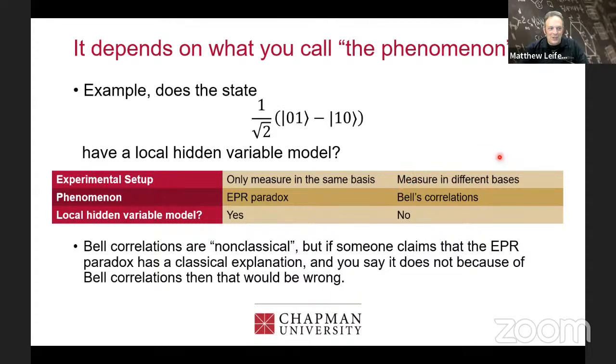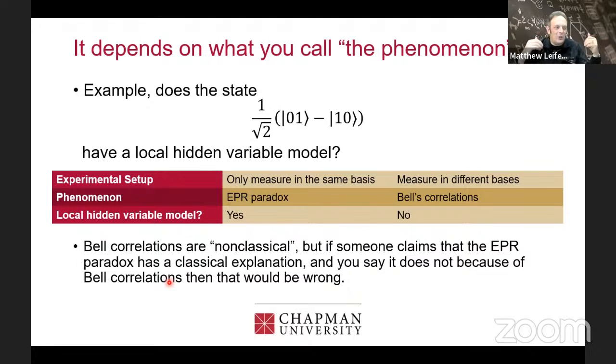But if I now say, well, you can measure in any basis you like, the two wings of the experiment can be measured in different bases, then I can get the kind of correlations that we have in Bell's theorem, and then no, there's no local hidden variable model, right? So Bell correlations are non-classical in that sense. But if someone claims that the EPR paradox has a classical explanation, and you were to say that it doesn't because of Bell correlations, then that would be an incorrect argument. It's shifting the goalposts, right? So not only do we have to be very clear on what we mean by a classical model, we have to be very clear on which aspects of the phenomenon we're interested in modeling.